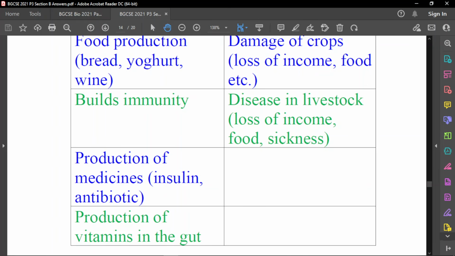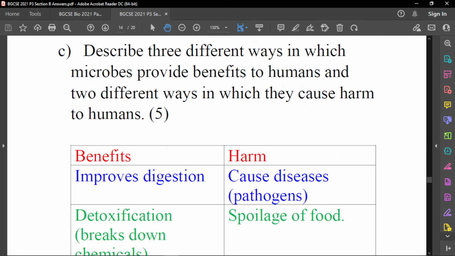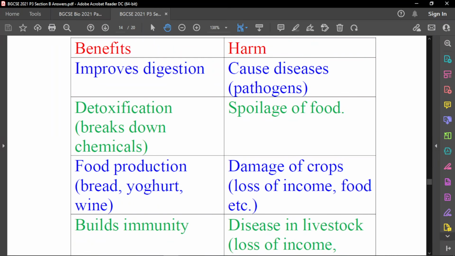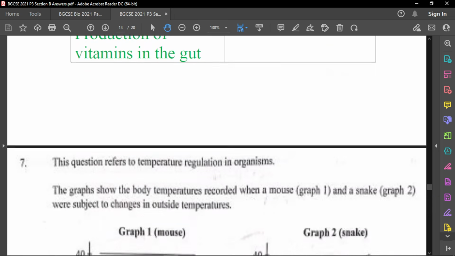Disease in livestock. And disease in livestock could cause us to become sick as well, because we eat the livestock. Or we may lose some income, or we may lose food. Again, if you look at the number of marks, you just decide how you want to distribute. It's only 5 marks. So 2 of one, 3 of the other. Or you can just distribute according to how you feel, just to gain the 5 marks.